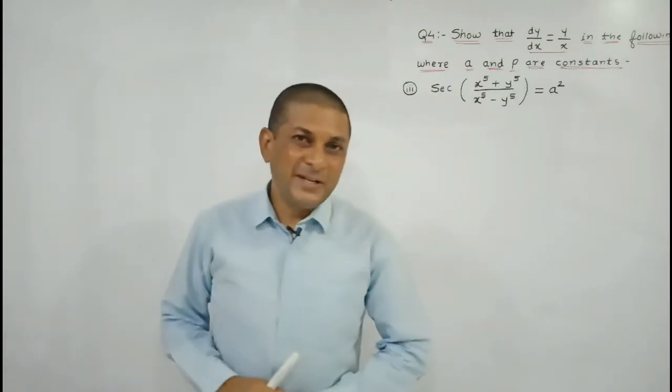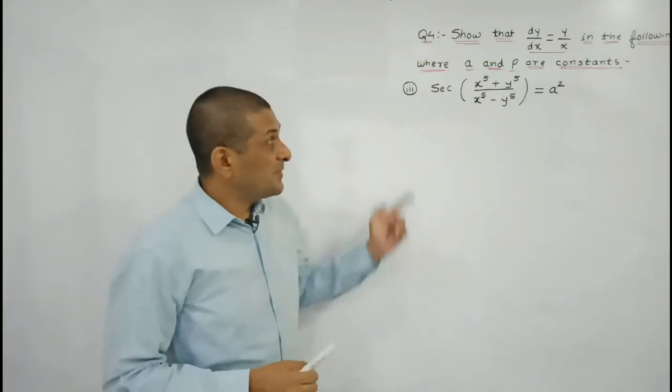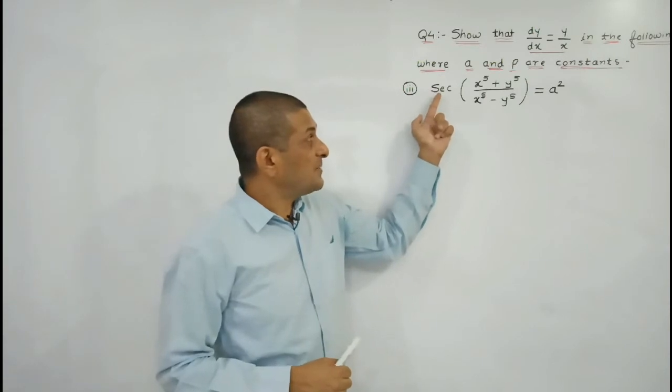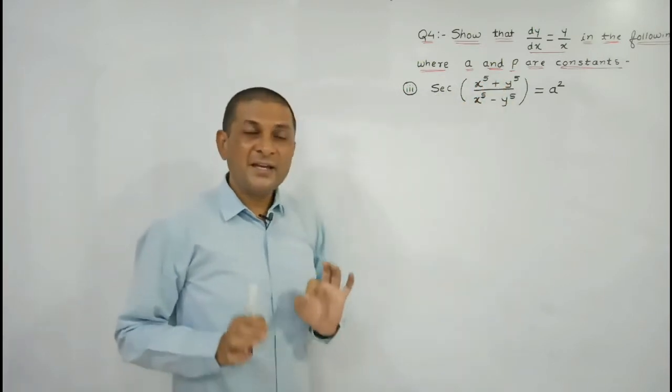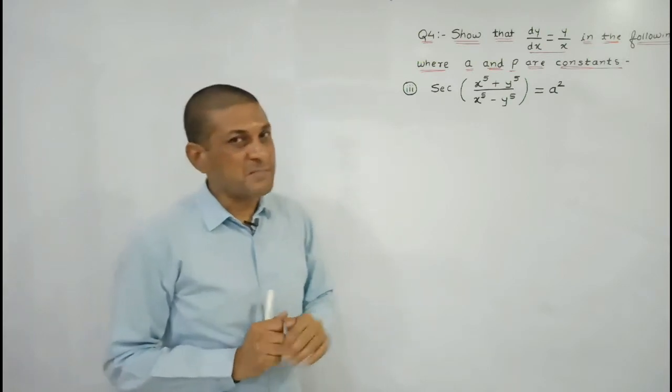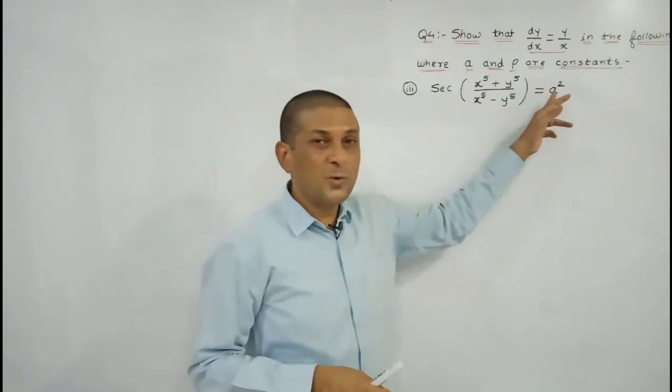Now see the example number 3rd. In this example, if you'll observe here, what is the example? Sec of (x raised to power 5 plus y raised to power 5) divided by (x raised to power 5 minus y raised to power 5) is equal to a square.